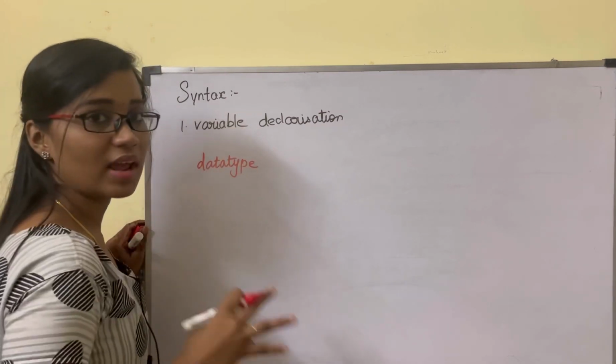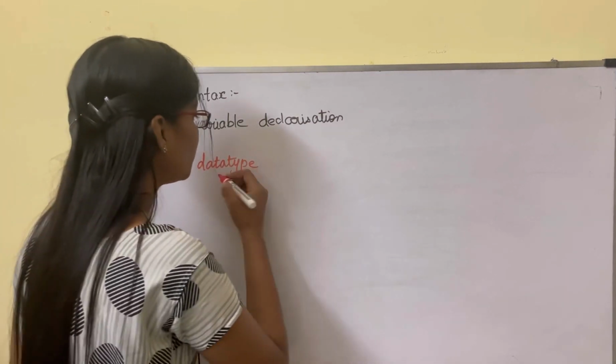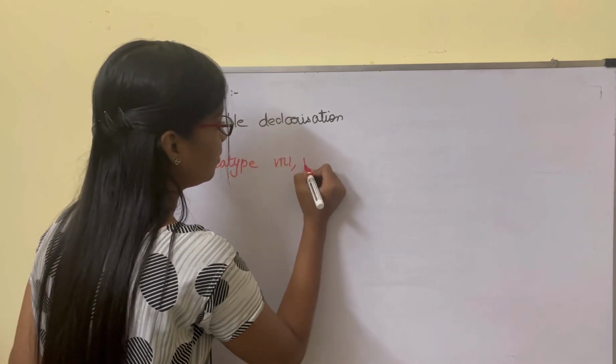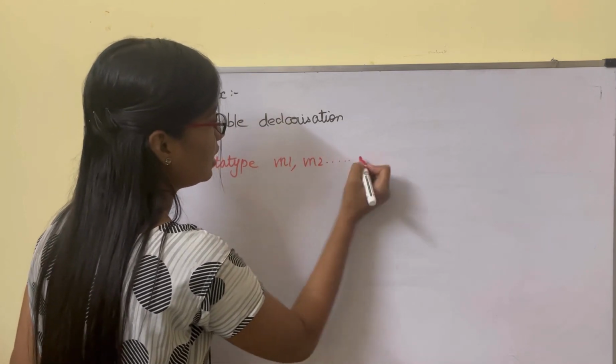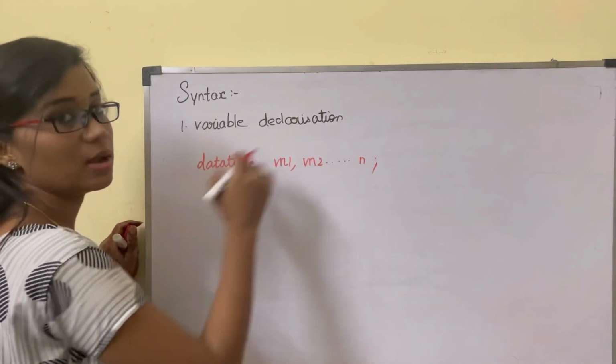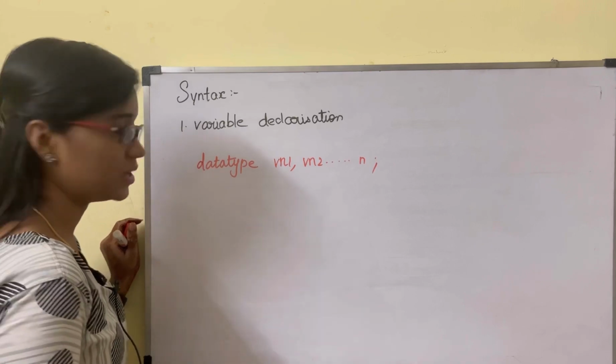What type of data are we going to use in this program? So data type, variable name 1, variable name 2, till n we can use, then semicolon. Okay, this is the syntax for variable declaration, that is memory space creation.